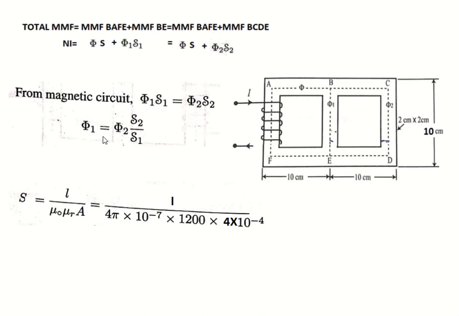How will you find S? S equal to L by mu 0 mu r into A. What should be the value of L? Which is the S area? S area is this BAFE. This is S1. Here is your S2. So what is the length you have to take for finding S? BAFE. So you need to get the value of BAFE, BE and BCDE. So you can see how you can get the value.